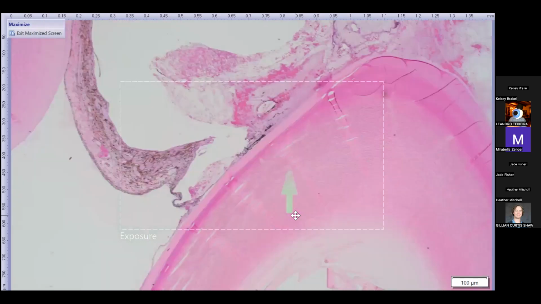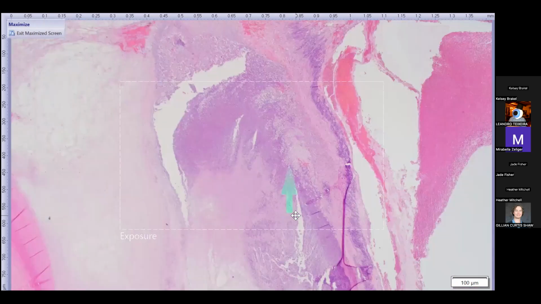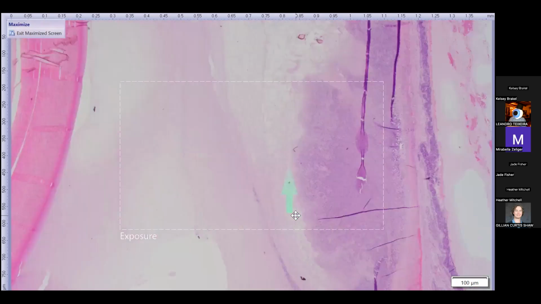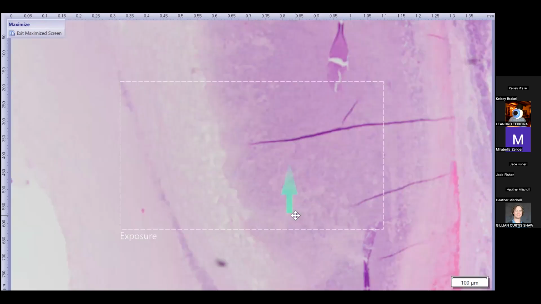So let's get to the meat and potatoes of the case. As we move back, we see there's all this hypercellularity in the vitreal space, and the vitreal space is kind of compressed because the retina is detached, pushing everything forward.